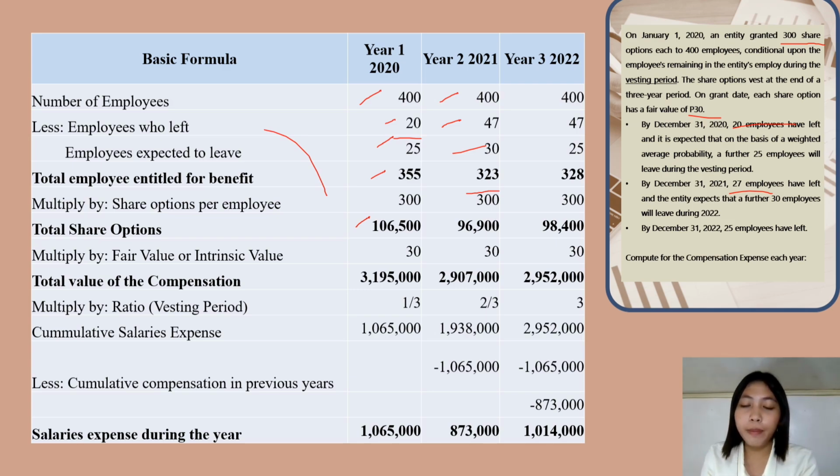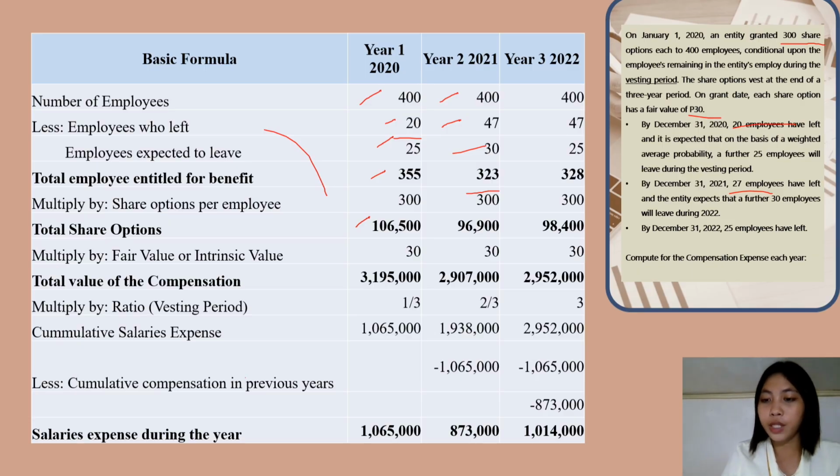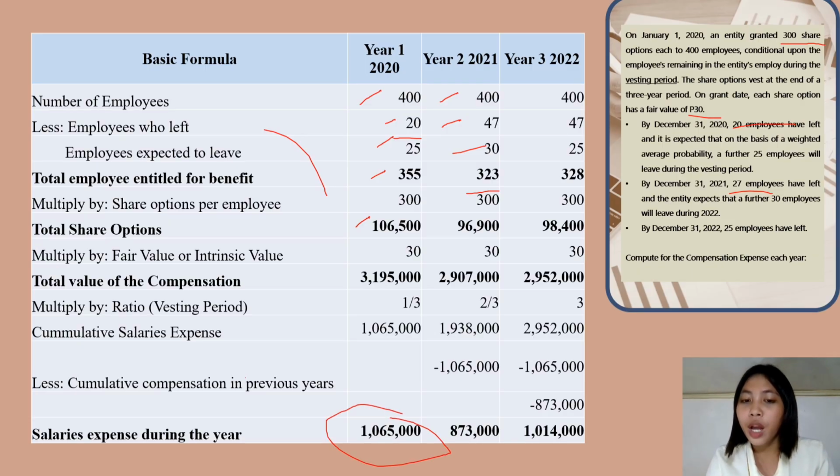Then multiply it by the vesting period, which is the second year now, so 2,907,000 times 2 divided by 3, we have 1,938,000. Less the cumulative compensation of the previous year, which is 1,065,000. So we have salaries expense for year 2, 2021, of 873,000.